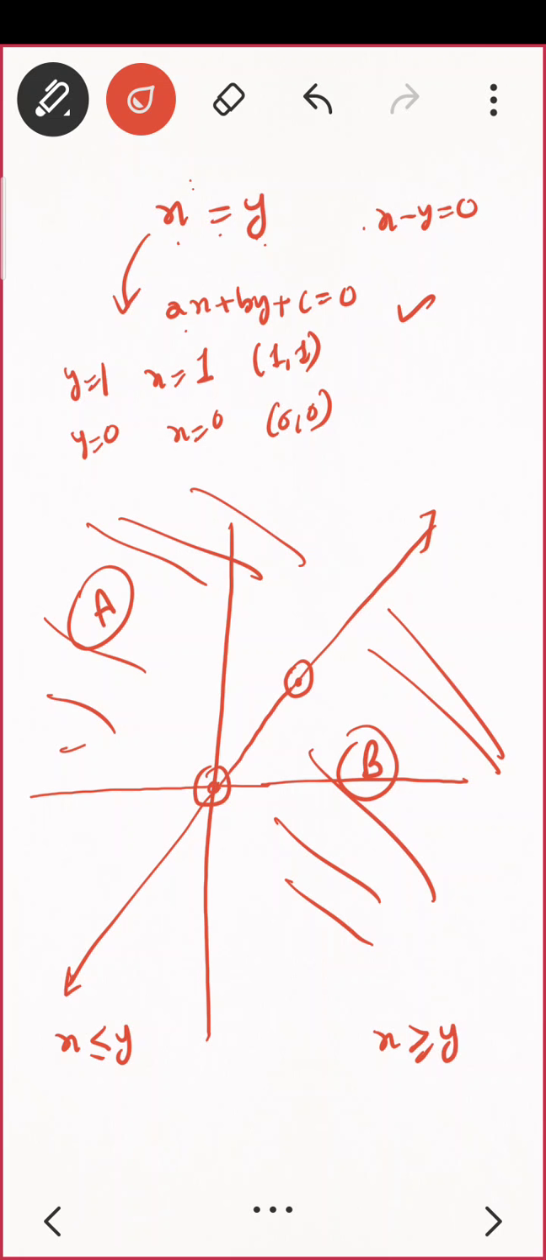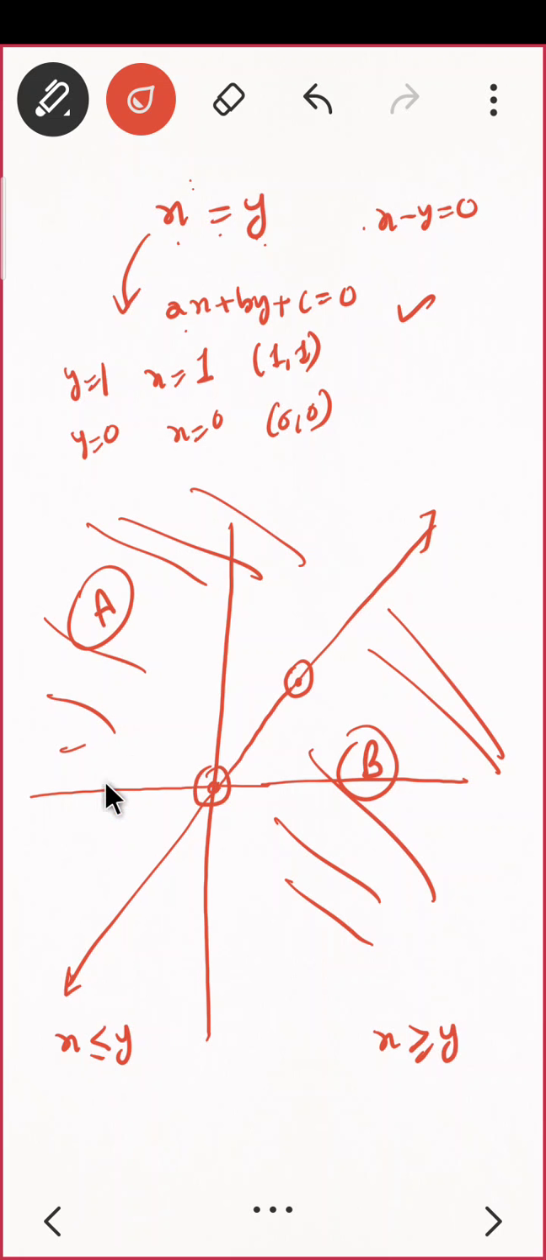Okay, somebody is saying both are B. See, suppose you want to see whether x is less than equal to y, whether you want to claim this is A, correct? So what do you mean by that? Any point here satisfy this equation? Any point lying here must satisfy the equation.